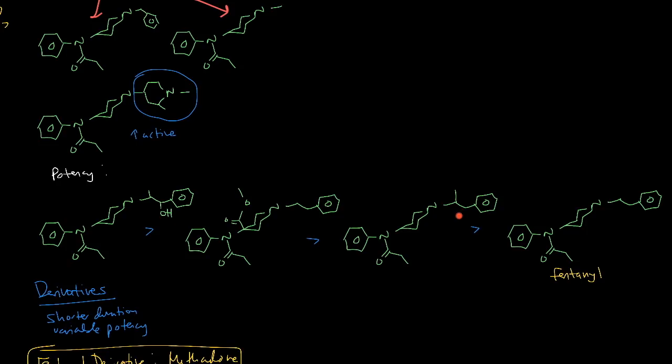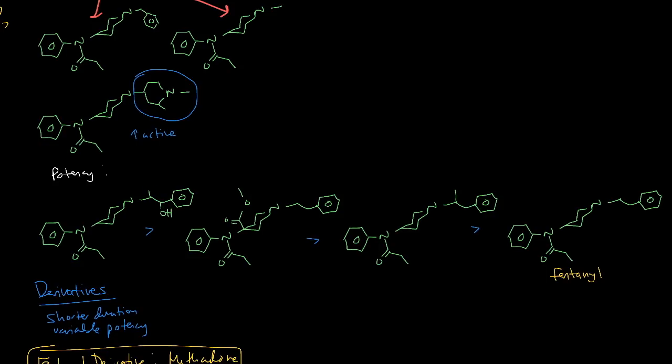So this is actually the same thing as this, except this does not have the hydroxyl group here. So the hydroxyl group is more potent than this ester group, which is more potent than no hydroxyl group but with a methyl, which is more potent than fentanyl itself. So fentanyl is less potent than adding a methyl to the phenylethyl group, which is less potent than this ester group, which is less potent than the phenylethyl group with the methyl group and the hydroxyl group.